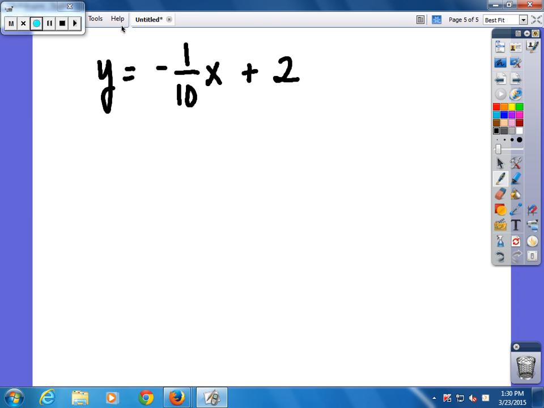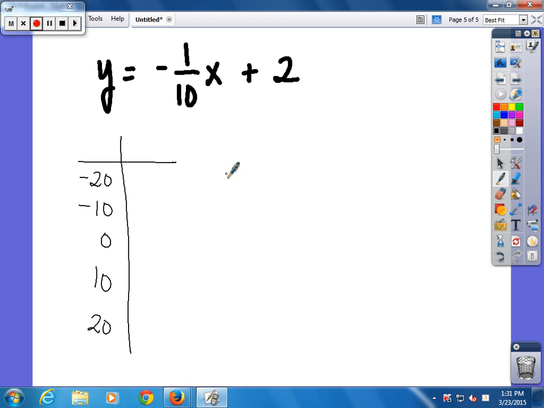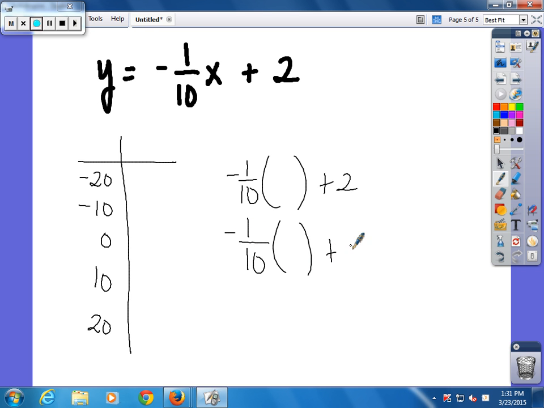So what numbers are you going to pick? Negative 20, negative 10, 0, 10, and 20. So I'm going to go over here and say negative 1/10 times parentheses plus 2. I tell students, usually after the third one you can see the pattern, and you can see the pattern if they need to actually finish the calculation.